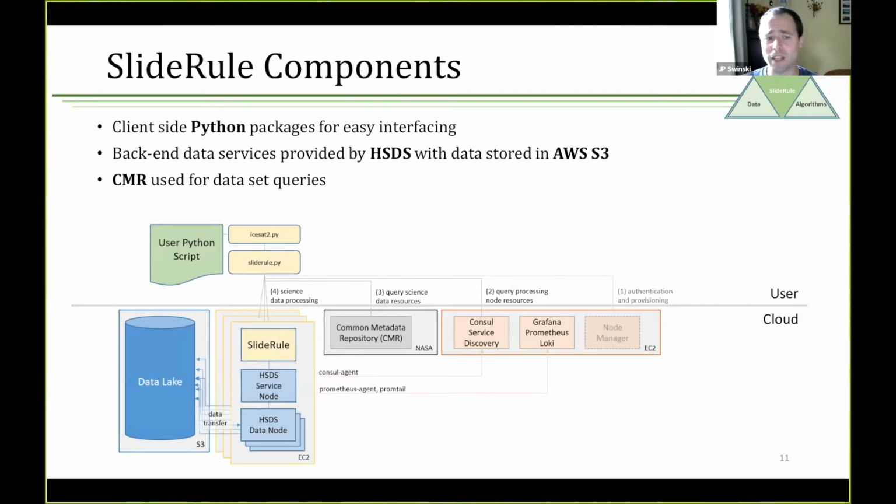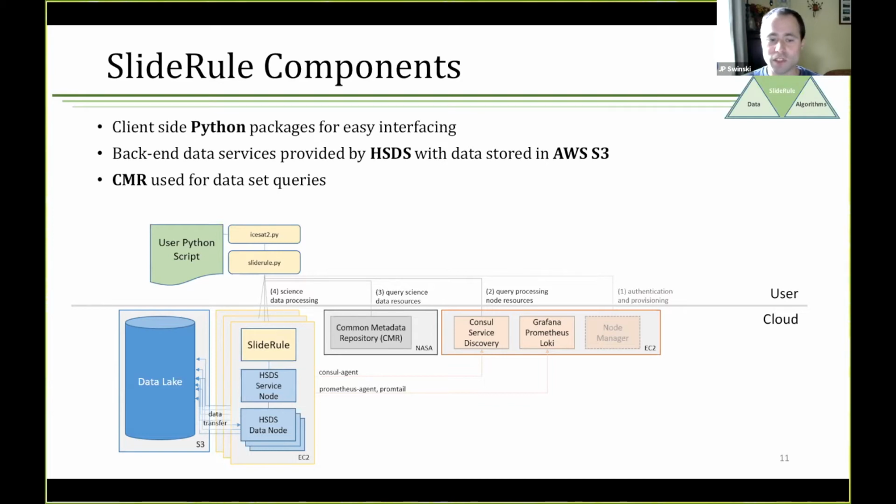And we provide some Python helper functions, some helper packages to interface with our system. And so then using those packages, they hit our system. Down here, you can see a slide rule, if you can see my mouse. It's just a bunch of servers running in AWS.